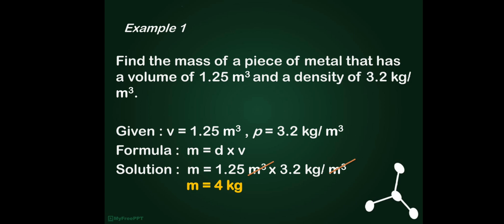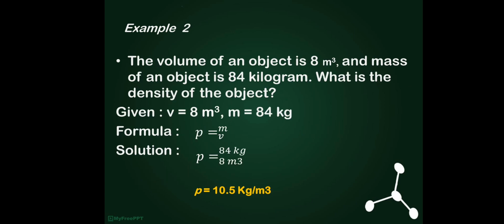Very easy pa. Let's start with easy, then average, then the hard one. Okay? Next, example number 2. The volume of an object is 8 cubic meter and the mass of the object is 84 kilogram. What is the density of the object?